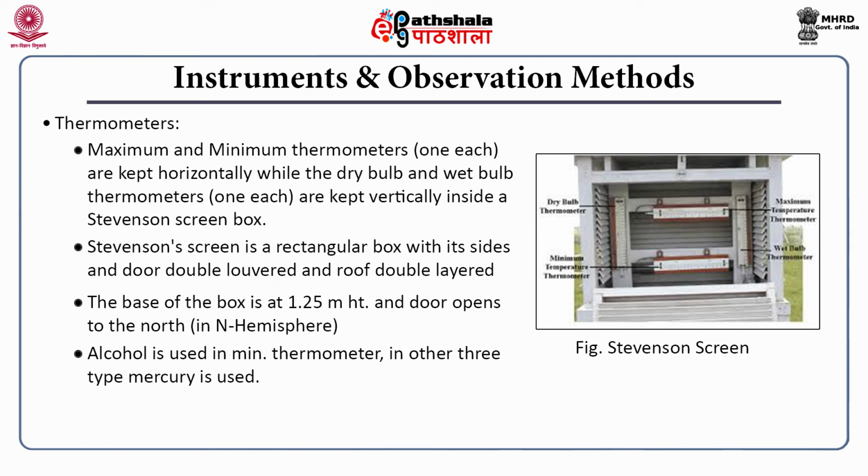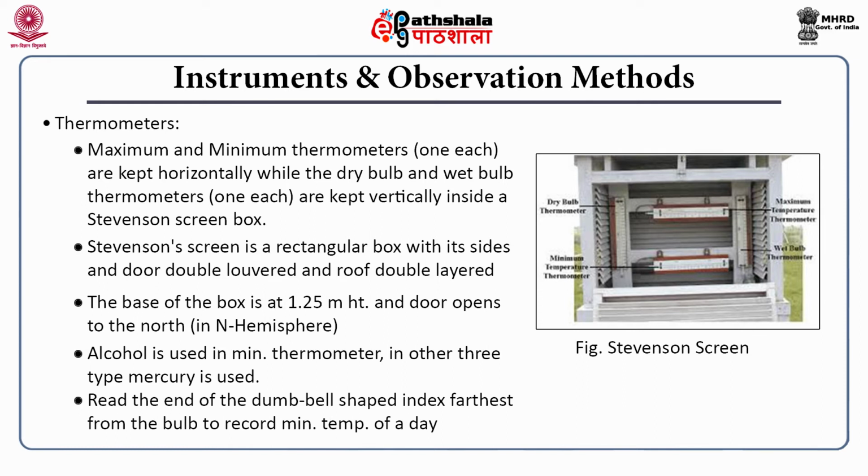Such arrangement is to avoid the exposure of direct sun, because the thermometers are meant to measure the air temperature, not the temperature of direct rays of sun. In all the types of thermometers, mercury is used as a sensing element, but in case of minimum thermometer, alcohol is used. There is a dumbbell shaped index inside the minimum thermometer, and we should read the end which is furthest from the bulb to know the minimum temperature for a given time period.